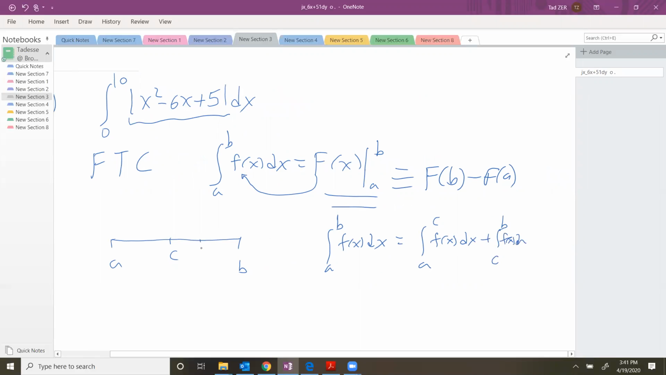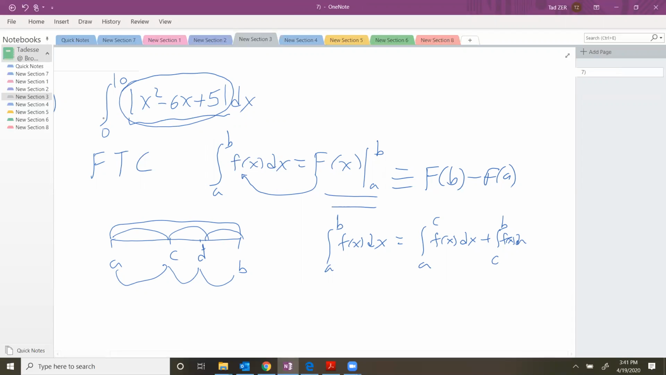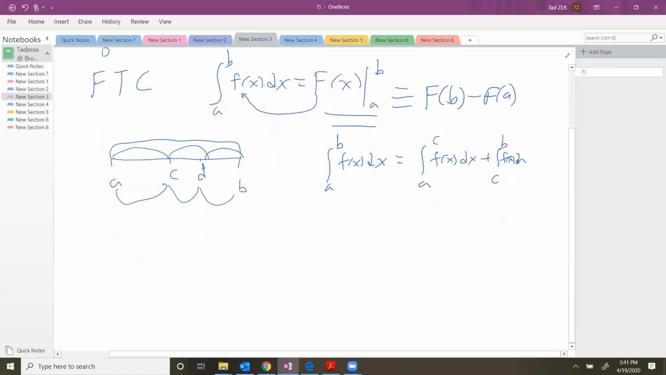If you have another point d here, you can do a to c, c to d, d to b, whatever partition you want. Basically going from a to b means going a to c, c to d, d to b. That's exactly what we'll be doing. Why am I going to use that? Because I know that I can solve this absolute value quadratic expression. I have to find where that expression would be positive or negative. So let's do that first.